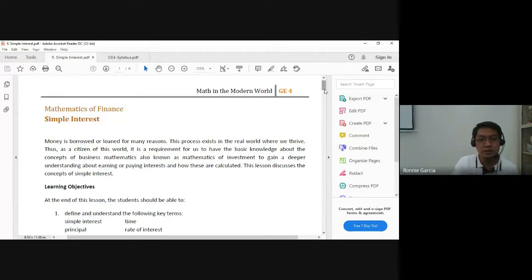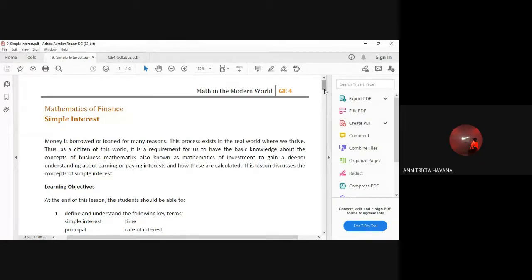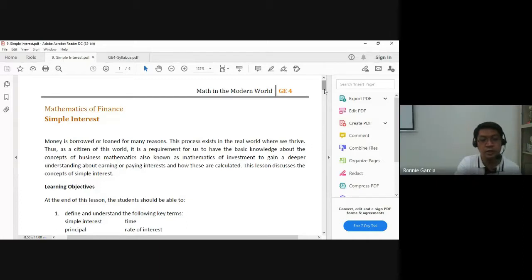Who can read the first part of simple interest? May I request Havana? Yes, sir. Simple interest. Money is borrowed or loaned for many reasons. This process exists in the real world where we thrive. Thus, as a citizen of this world, it is a requirement for us to have the basic knowledge about the concepts of business mathematics, also known as mathematics of investment, to gain a deeper understanding about earning or paying interest and how these are calculated. This lesson discusses the concept of simple interest. Thank you so much, Ms. Havana, for reading the first part of our topic.